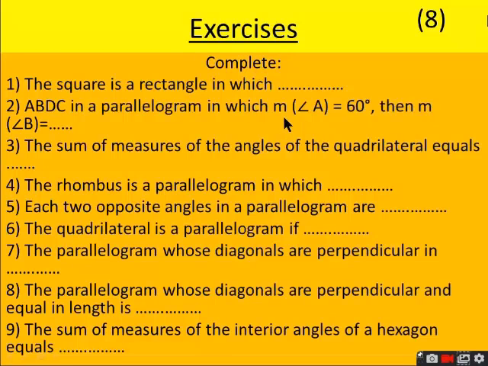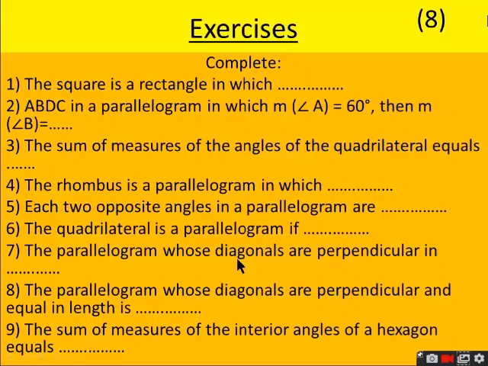Number 2: ABCD is a parallelogram in which the measure of angle A is 60, then the measure of angle B equals 180 minus 60, which equals 120. We know that the sum of the measures of the angles of any quadrilateral equals 360. The rhombus is a parallelogram in which the two diagonals are perpendicular. Each two opposite angles in the parallelogram are equal in measure. The quadrilateral is a parallelogram if the two diagonals bisect each other.